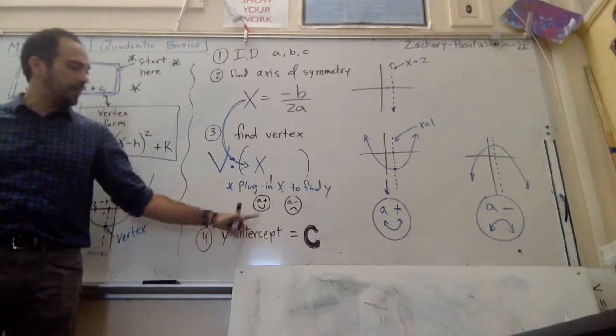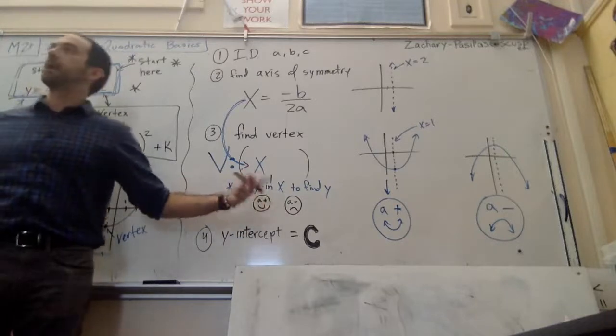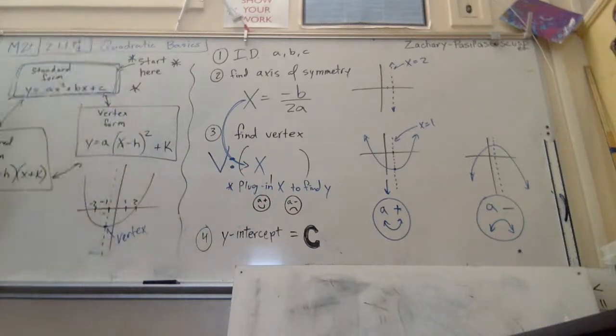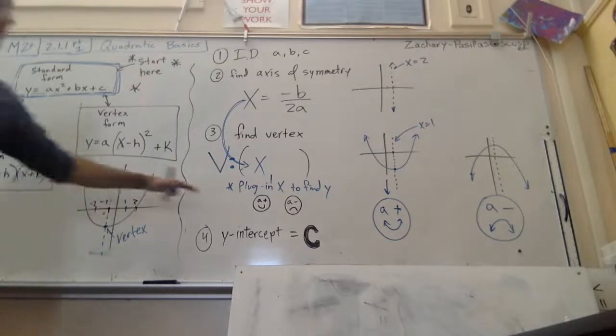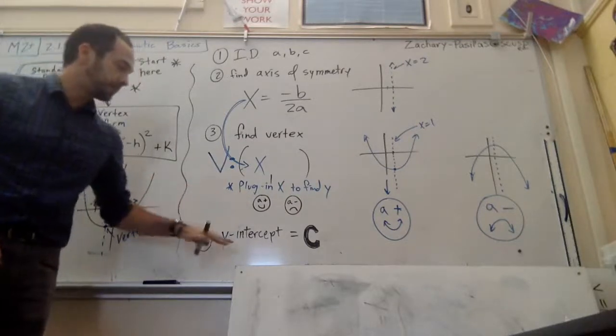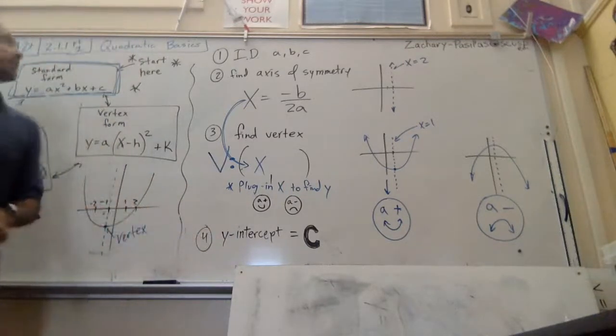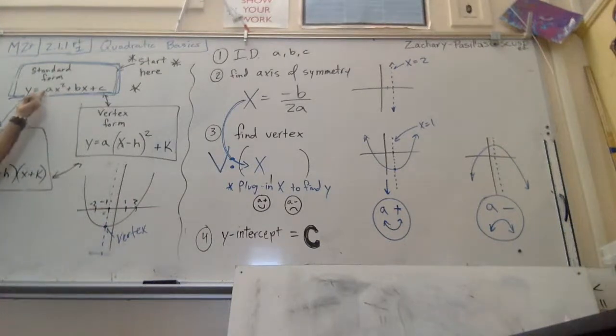And from there, we know if it faces up or down. If A is positive, it faces up. Smiley face. If A is negative, it faces down. Sad face. I feel like those are pretty intuitive. The y-intercept is just C, because if x was 0, we'd only have C left over. Y is equal to C. So we know that our y-intercept is equal to C.